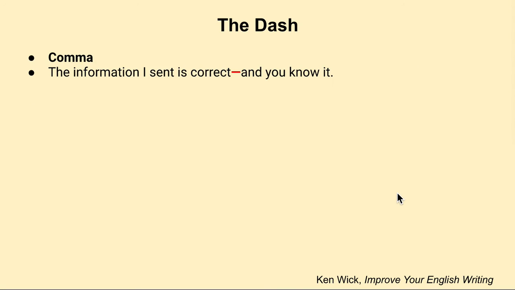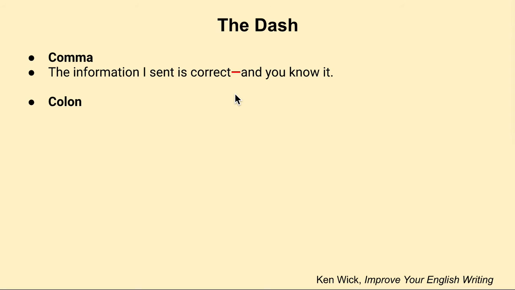The comma. The information I sent is correct, and you know it. So actually you have a compound sentence which would normally be separated with a comma, but you want to emphasize this element here, so you can use a dash as an emphatic substitute for the comma. And here's how you do that.